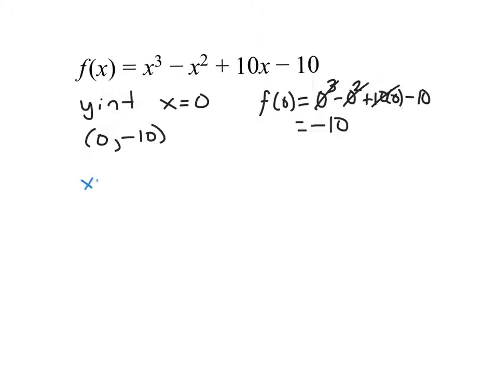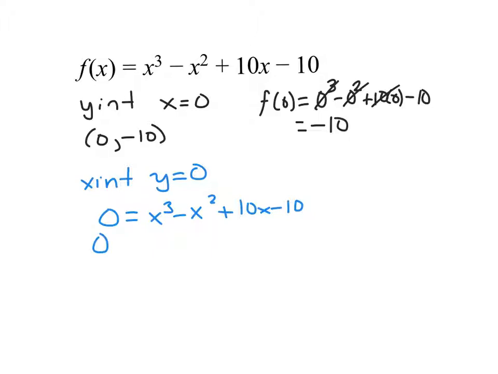X-intercept, same process. X-intercept, we're going to look where y equals 0. So it's going to be 0 equal x cubed minus x squared plus 10x minus 10. So this would be a pretty difficult one, but we can still factor this one. This one we factor by grouping. So we take these first two and these last two terms away. So whenever you have 4 terms, this is a really easy way to factor.